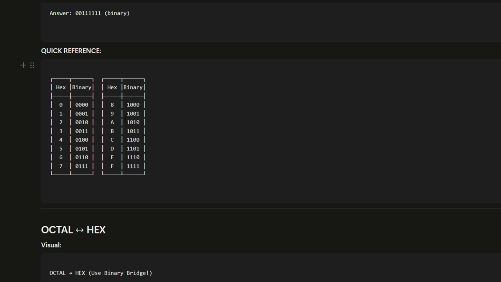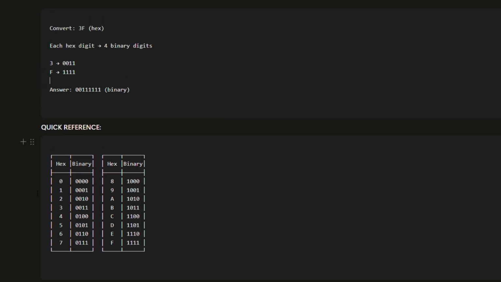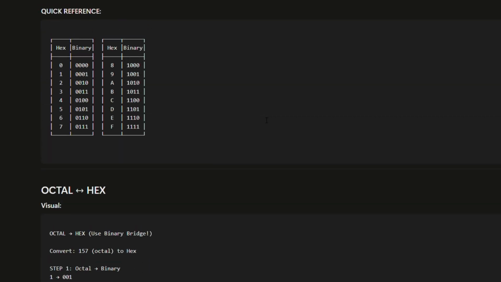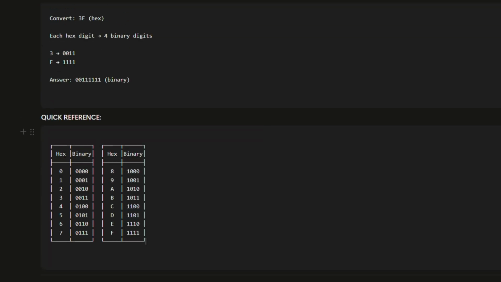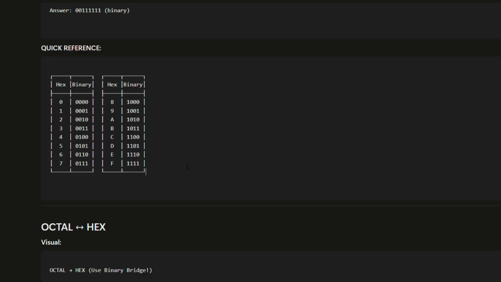And this is a quick reference that you can use. Again, knowing it from 0 to 15 might be such a huge help when it comes to converting from one number system to another.